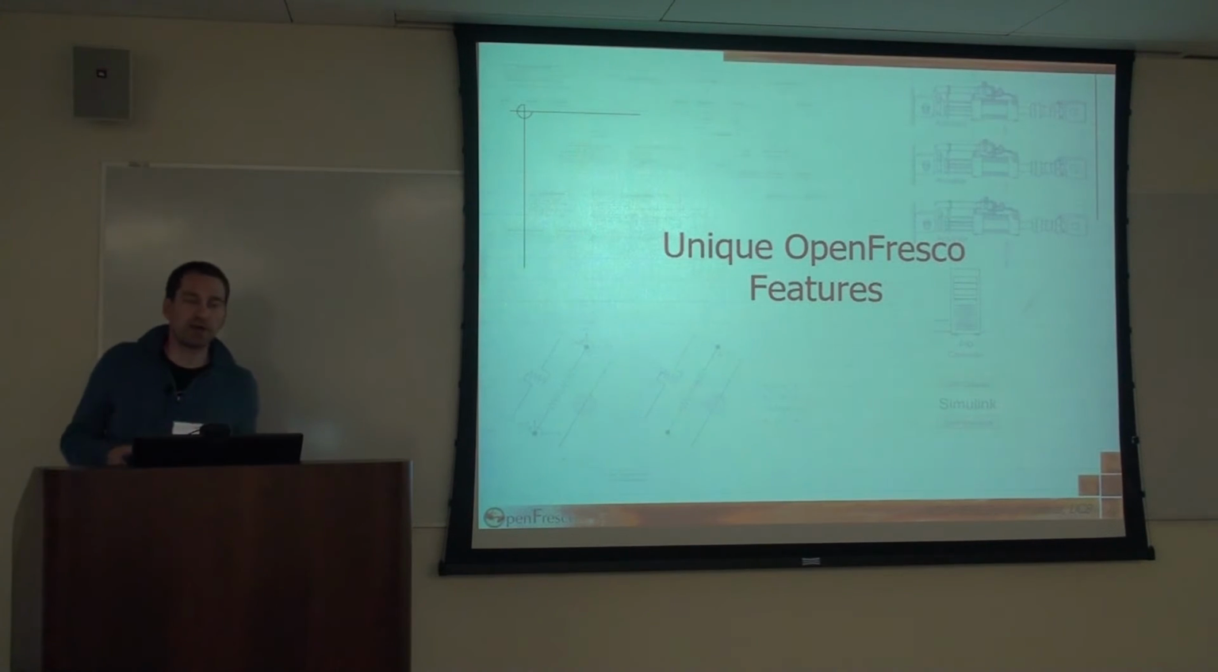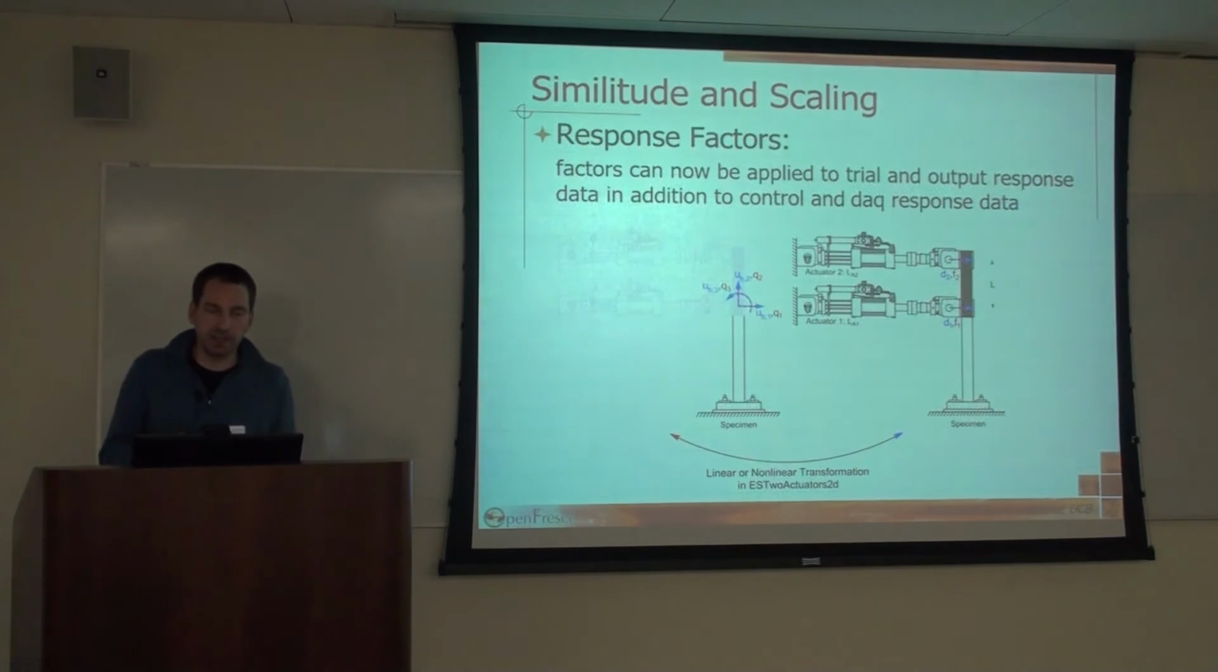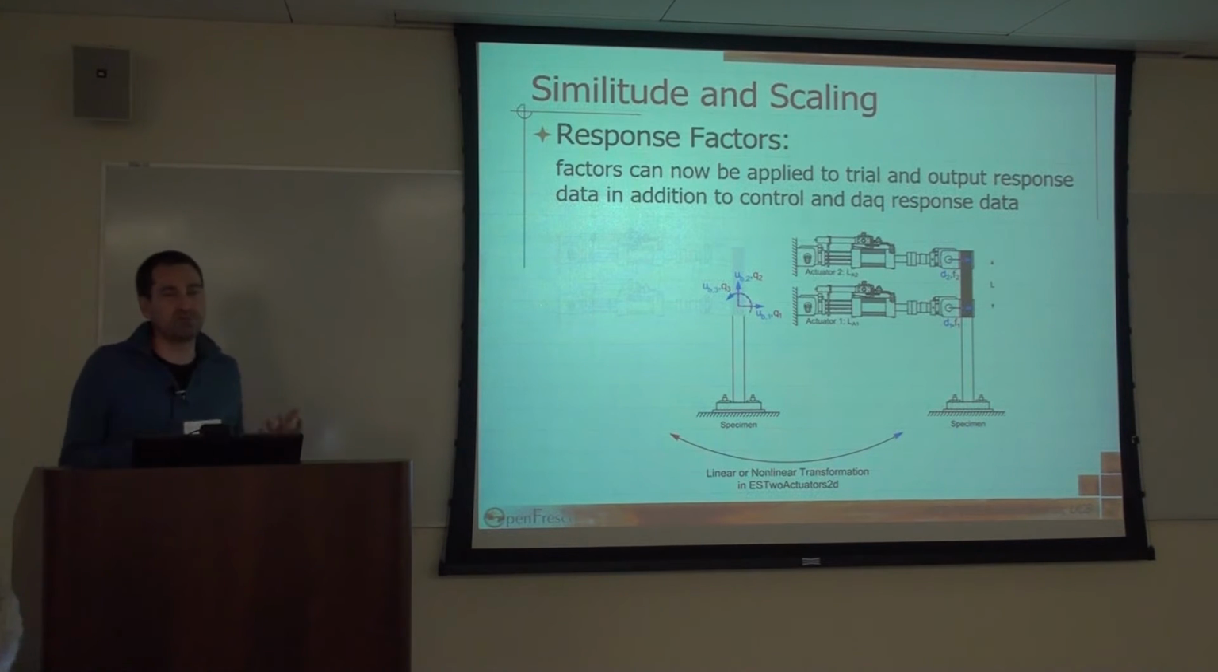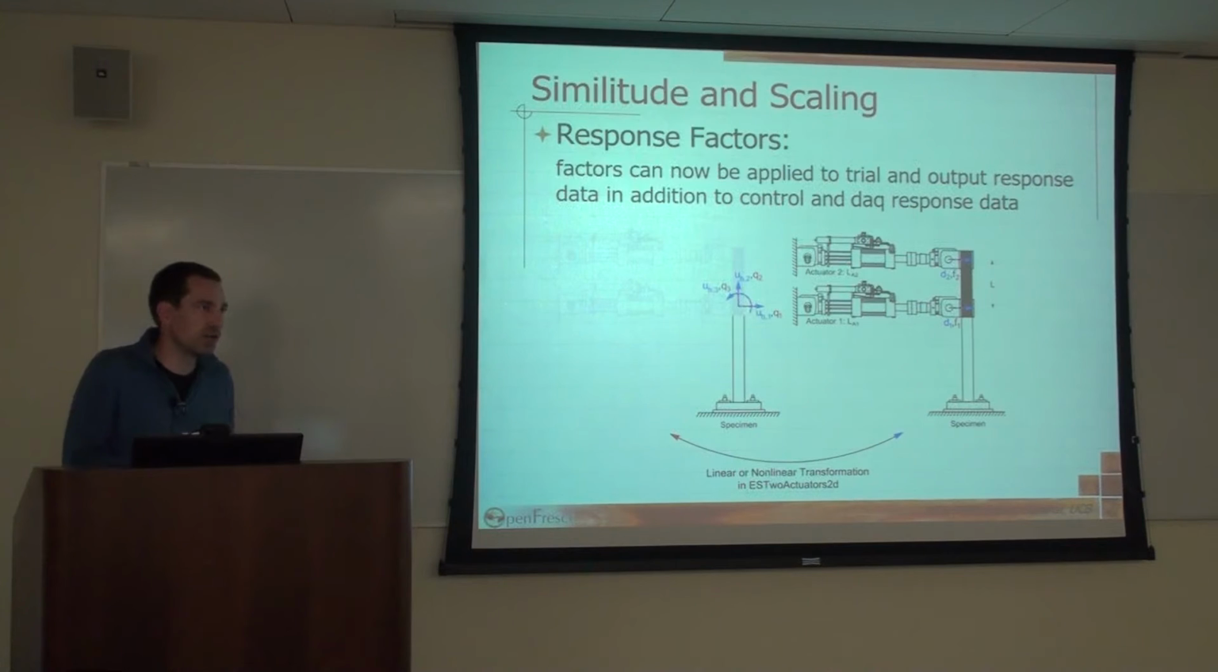So a few words about the more unique features of OpenFresco. Very quickly, we can deal with similitude and scaling issues that we need to consider, because we're doing our experiment at a smaller scale than full scale, so we need to consider similitude loss, which is very important.